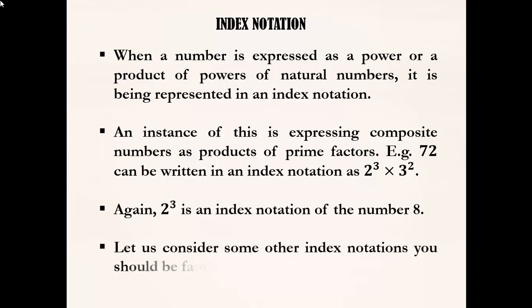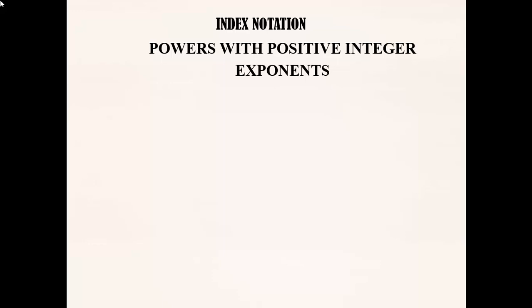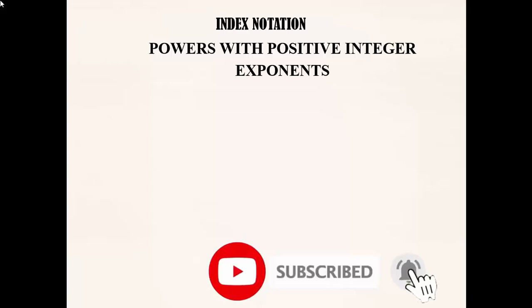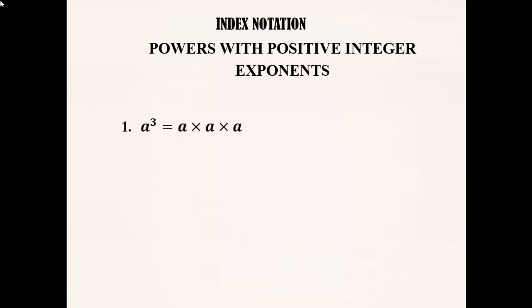Let us consider some other index notations you should be familiar with. Let's look at the category which is powers with positive integer exponents. For instance, a to the power 3, as we all know, is the same as a times a times a. a to the power 1 is simply the number a, or is just a. a to the power 4 simply means a times a times a times a.